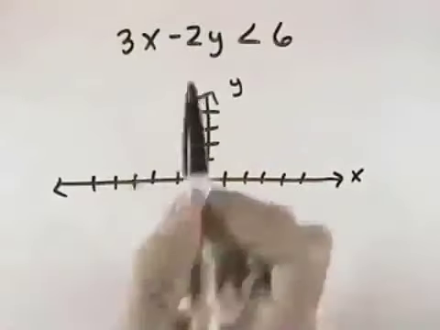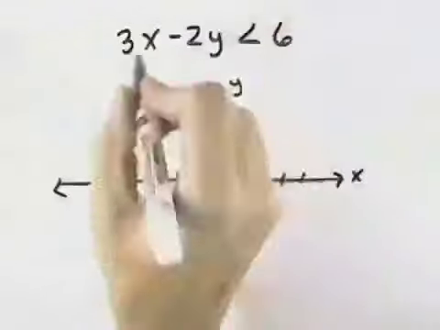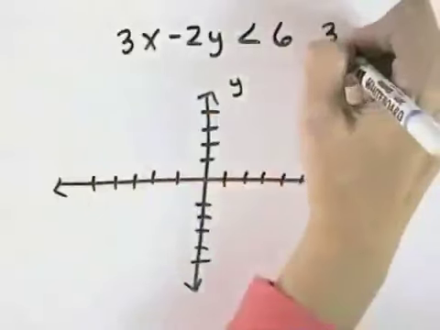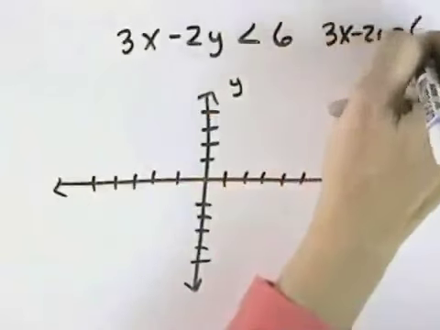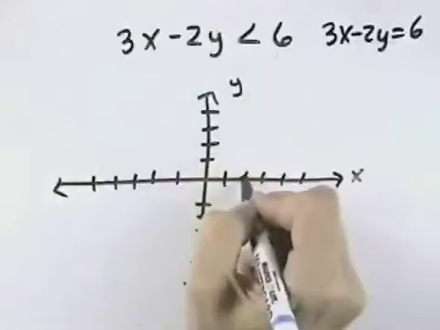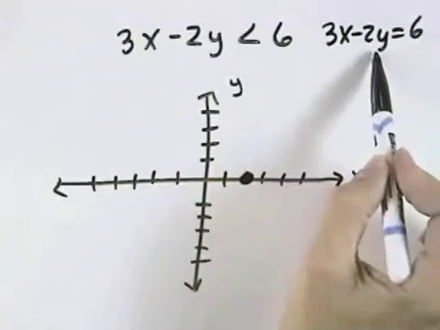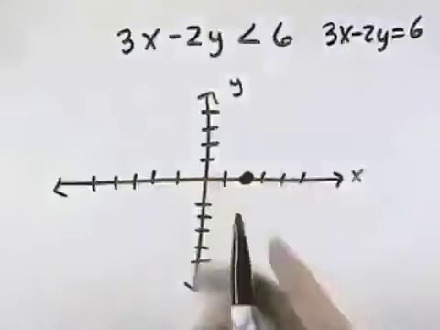For example, in this first problem, I'm going to use the x and y intercepts to sketch this graph. So here, if I let y equal 0, then 3x would equal 6. And so what we're graphing first is the line 3x minus 2y equals 6. So if y is 0, then 3x equals 6 means x would be 2. That's my x-intercept. If x is 0, I'd have negative 2y equals 6, which means y would equal negative 3.